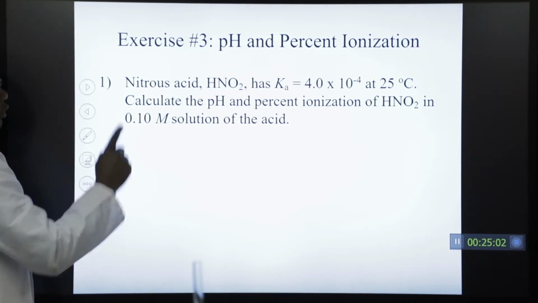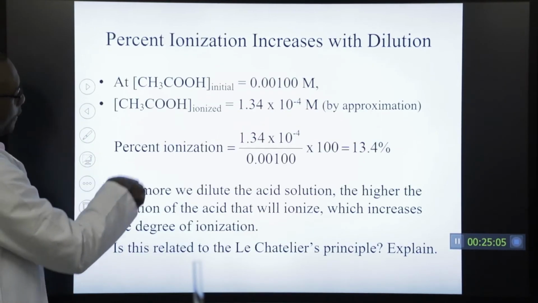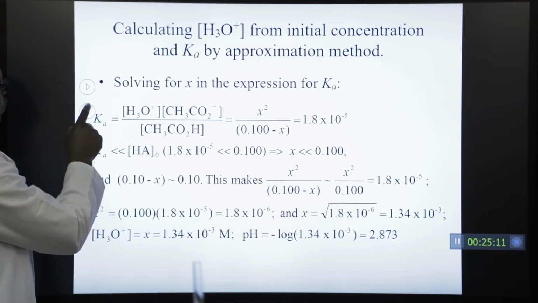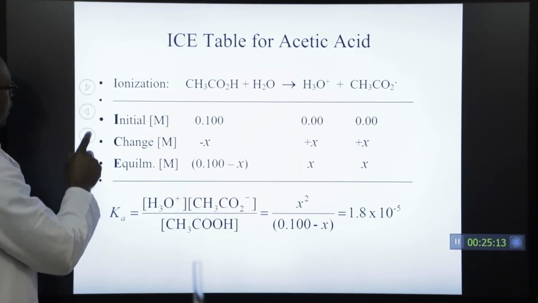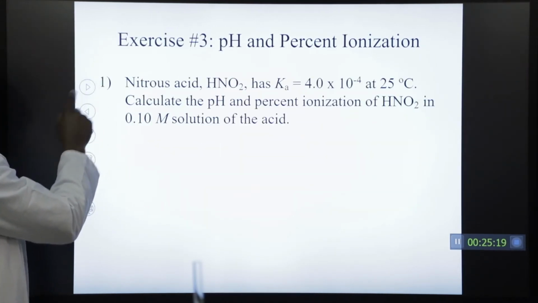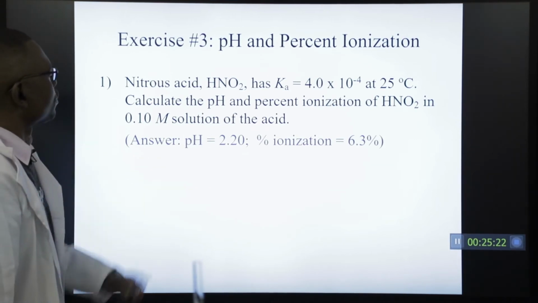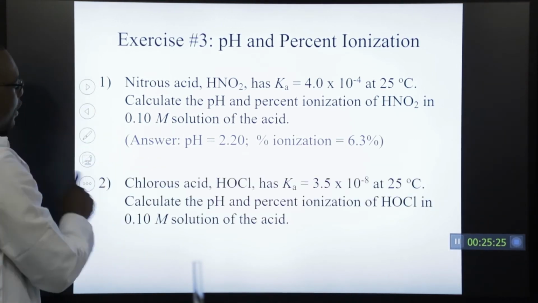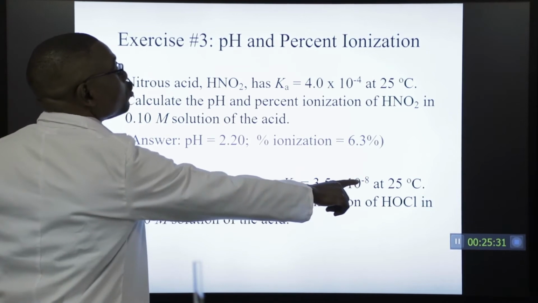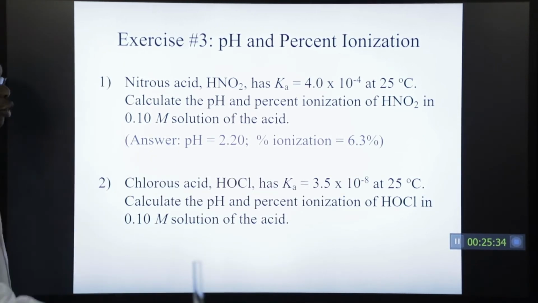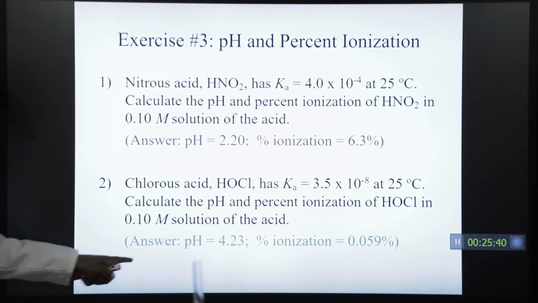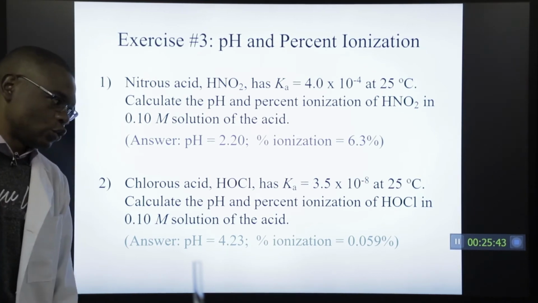So if you carry out your calculations just like what we did here, if you use the ICE table for this, you see that the pH is going to be 2.20. In a similar manner, for chlorous acid, you can see the Ka value is to the power minus 8, a very, very small number. In a similar calculation, it will give you pH is equal to 4.23.